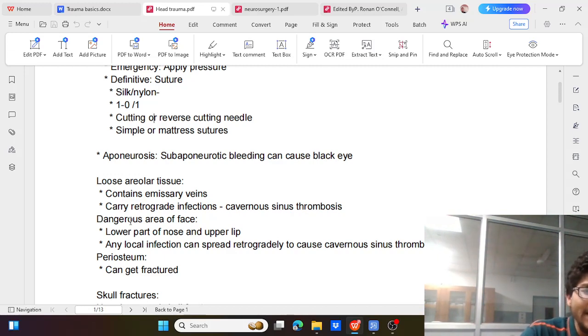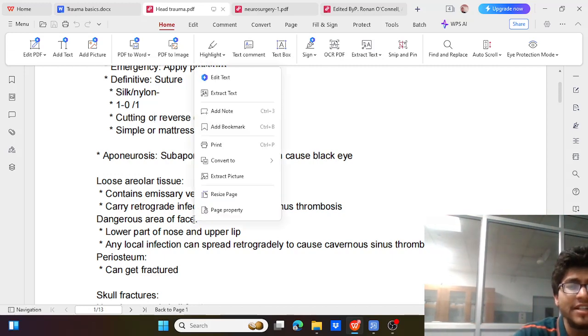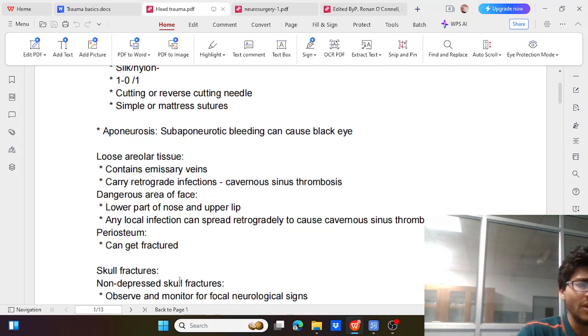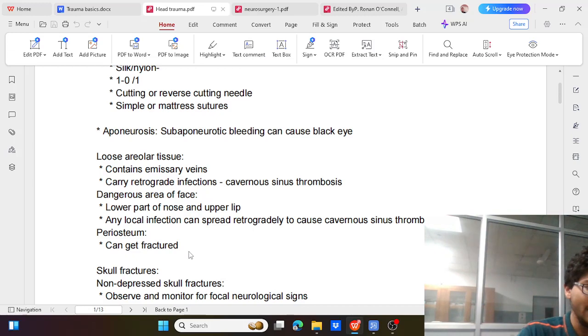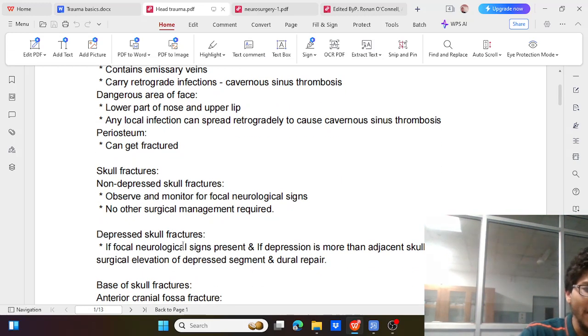Then the dangerous area of the face: any infection in this area, that is the lower part of the nose and the upper lip, can cause infection in the cavernous sinus through retrograde spread. Veins in this area connect to the cavernous sinus and can spread the infection. And the periosteum can be affected in case of fracture. So this was all about the scalp and managing scalp laceration, which is the most common type of injury among head injuries.